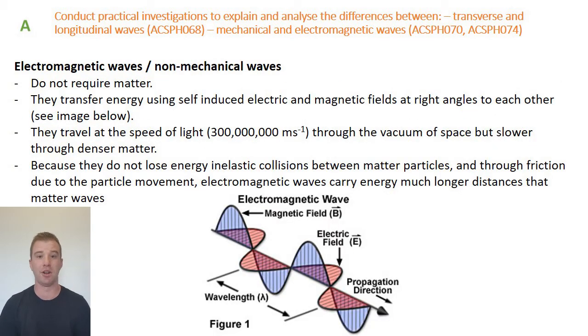Let's have a look here at non-mechanical waves. They do not require a medium, and they transfer energy using self-induced electrical and magnetic fields at right angles to one another. They travel at the speed of light through the vacuum of space, but slower through denser matter or materials. Because they do not lose energy in inelastic collisions between matter particles, and through the friction due to the particle movement, electromagnetic waves carry energy over much longer distances than matter waves.